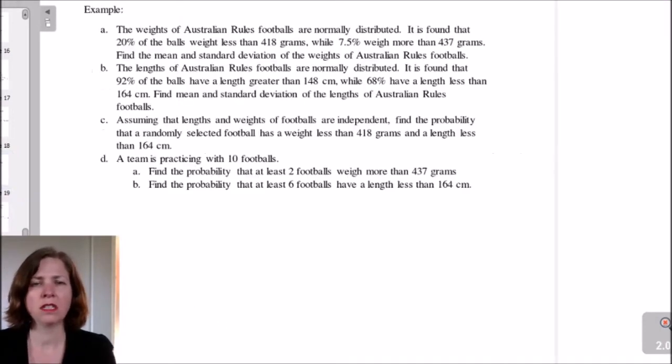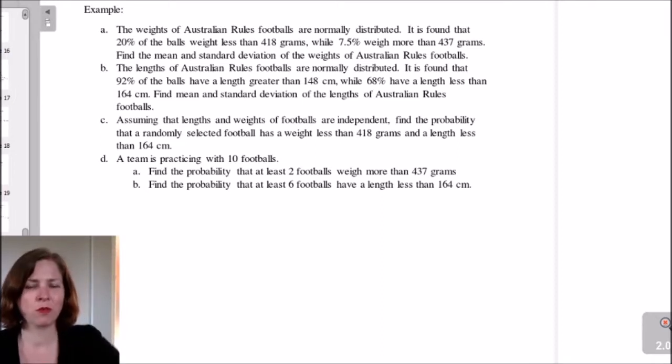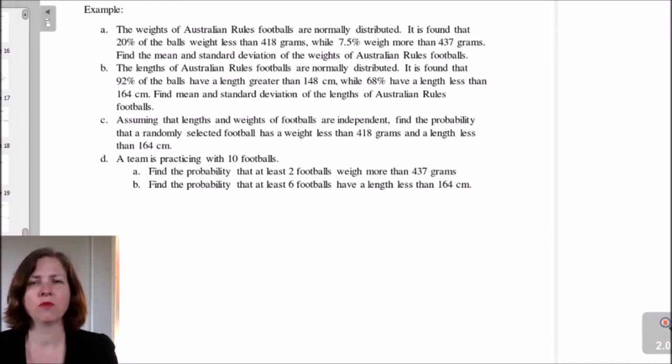It's quite long, so I might need to just shift things around to make room for me to finish it, to do all my working. But we'll just start with the first one, A. The weights of Australian rules footballs are normally distributed. It is found that 20% of the balls weigh less than 418 grams, while 7.5% weigh more than 437 grams.